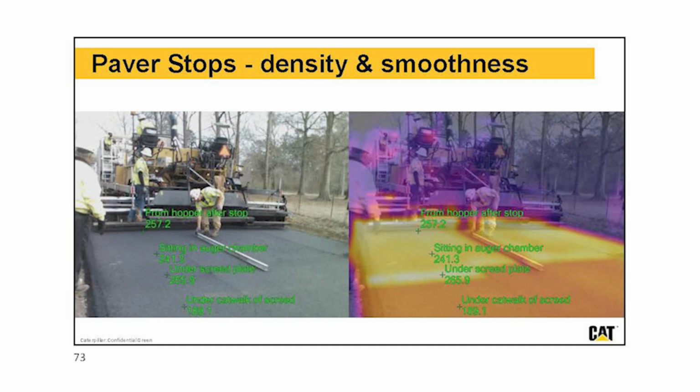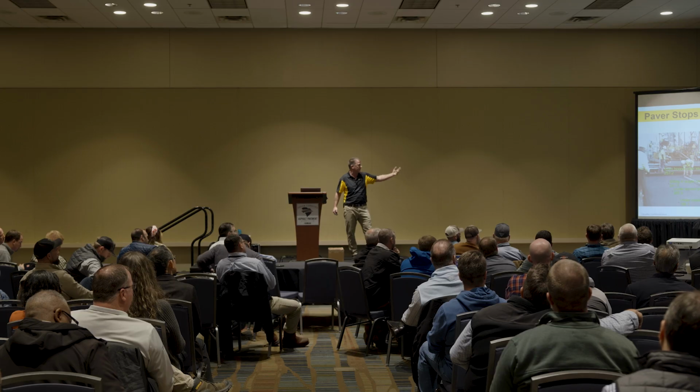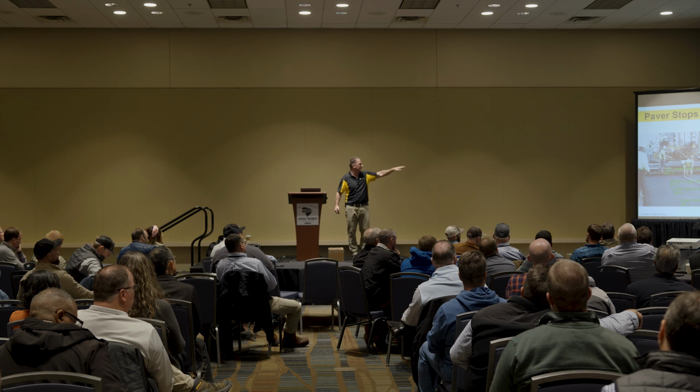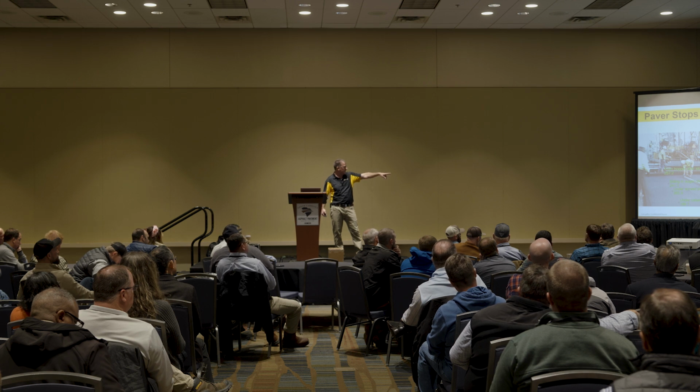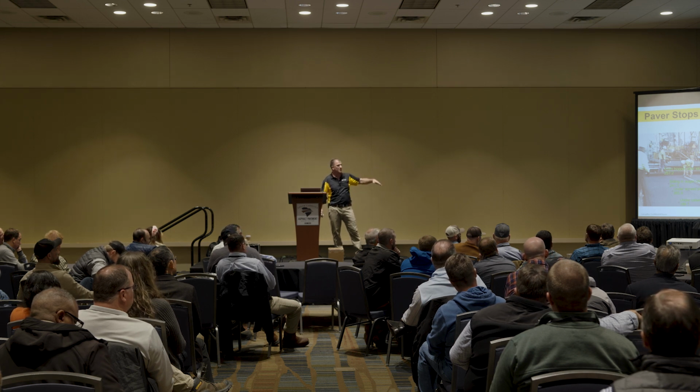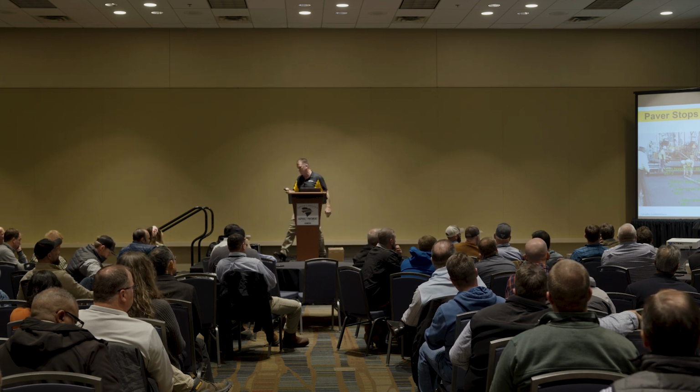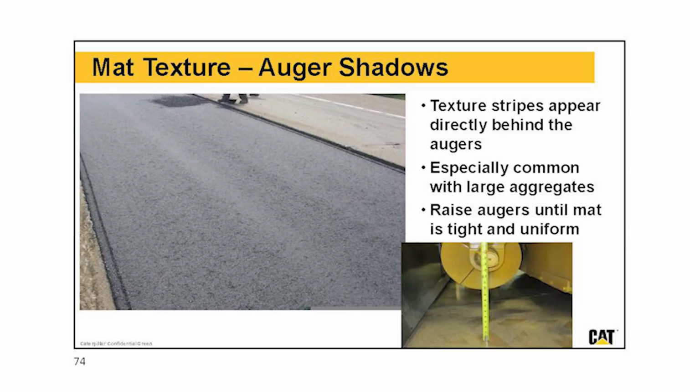Probably hard to see the numbers there, but really you got 4 zones, right? What's in the auger chamber, what's under the screed plate, what's under the catwalk that the rollers can't get to, and then the new stuff when the paver took off after the next truck. You can see it ranged all the way from 189 to 266, right? 4 different temp zones, if you will. So, auger height, a lot of times it's as simple as that.